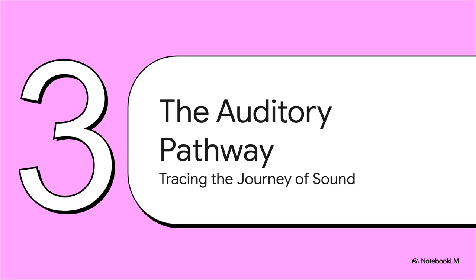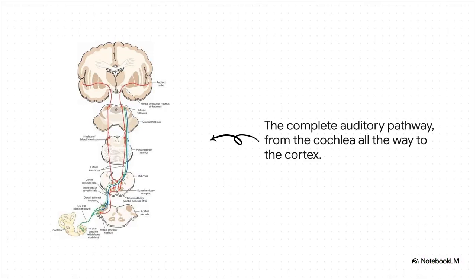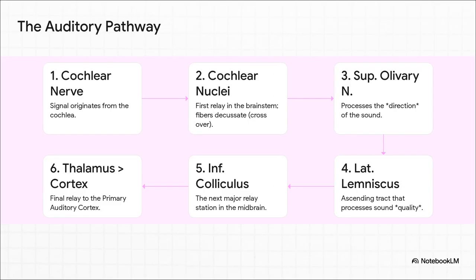In this next section, we are going to trace the entire pathway from the second a signal hits the ear all the way until it lands in the brain's auditory cortex. Okay, this diagram is our master map for the auditory pathway. I know it looks a little complicated at first glance, but don't worry, we're going to break it down step by step, following that signal from the cochlea up through the brainstem and thalamus to its final stop in the cortex. Okay, let's trace this signal together nice and slow.